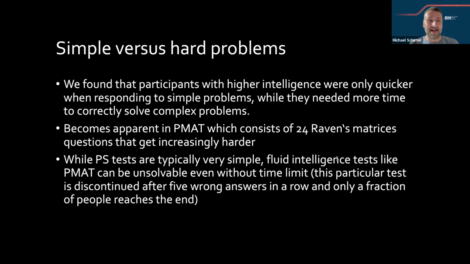In our data, actually, participants with high intelligence were only quicker when responding to simple problems. They needed more time to correctly solve complex problems. And this became apparent in the 24 Ravens matrices questions. So these were sorted from simple to hard and got increasingly harder.